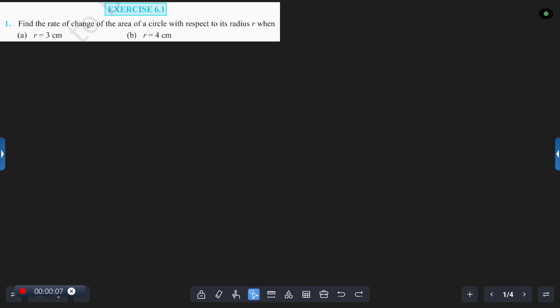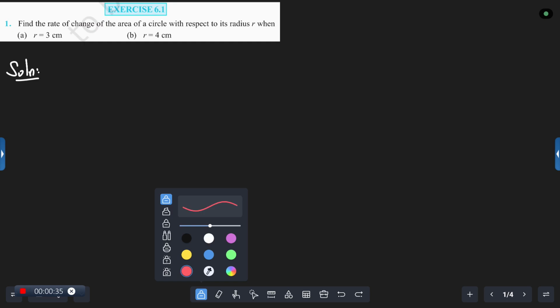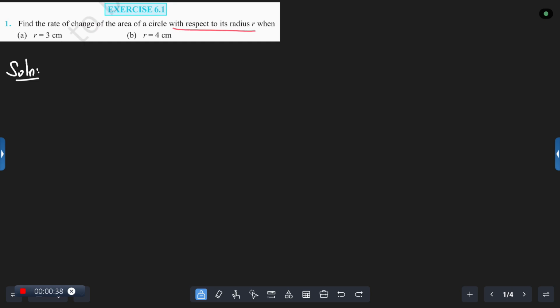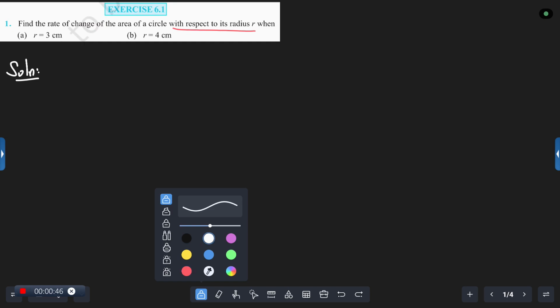Exercise number 6.1. Rate of change of quantity. First question. Solution. What are they given? It is a circle, correct? So find the rate of change of area of circle with respect to r. That's why I told you: with respect to radius. The area is changing with respect to radius. It is not time.